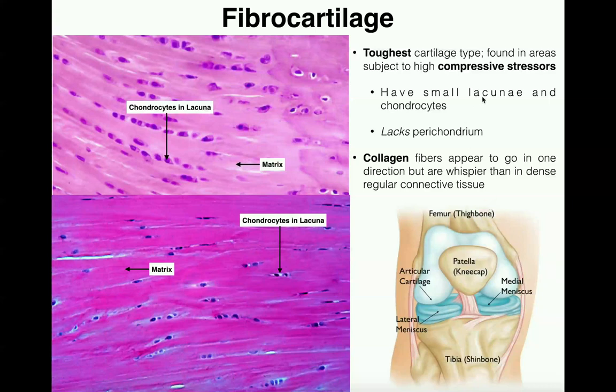Fibrocartilage has small lacunae. Their lacunae are going to look quite a bit different than we see in hyaline or elastic cartilage, but they still have lacunae and chondrocytes. However, fibrocartilage does not have a perichondrium. Now, in fibrocartilage, the collagen fibers appear to go in one direction, but they're wispier than they are in dense regular connective tissue. This is most apparent in this picture up here at the top.